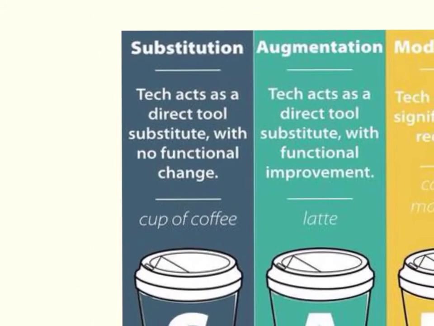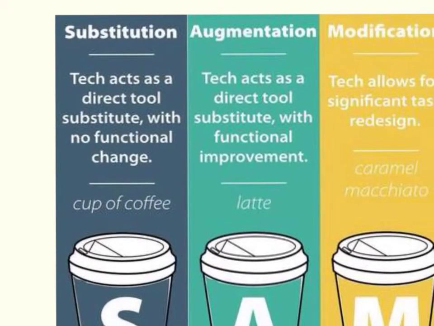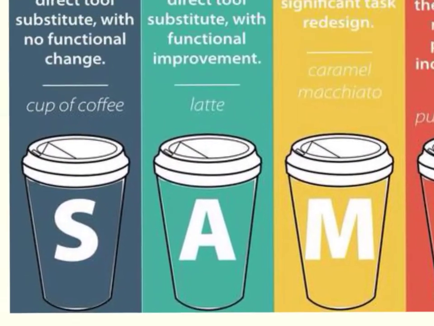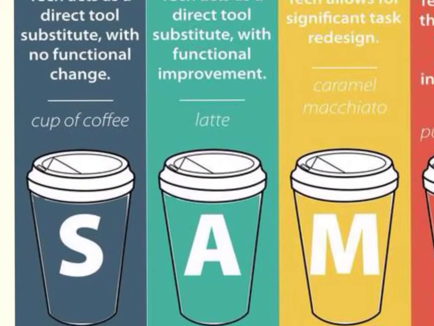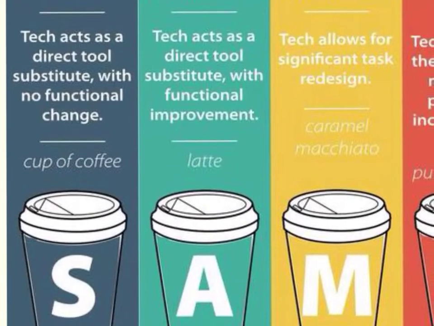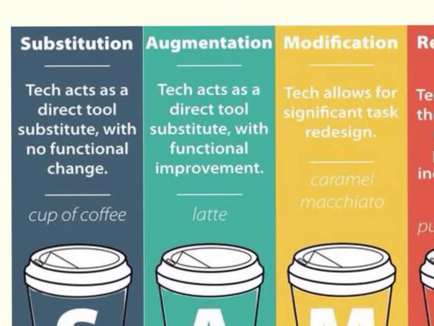The next portion of the enhancement part of SAMR is augmentation, as displayed here by a latte. As you can see, each level is getting more complex. So we start out with substitution being simply a cup of coffee, but augmentation is getting into a latte, so it's getting deeper. Augmentation is very similar to substitution, except augmentation includes some change in teaching and learning, while substitution does not. The definition for augmentation is the substitution of one tool for another that enhances the assignment but does not change it.